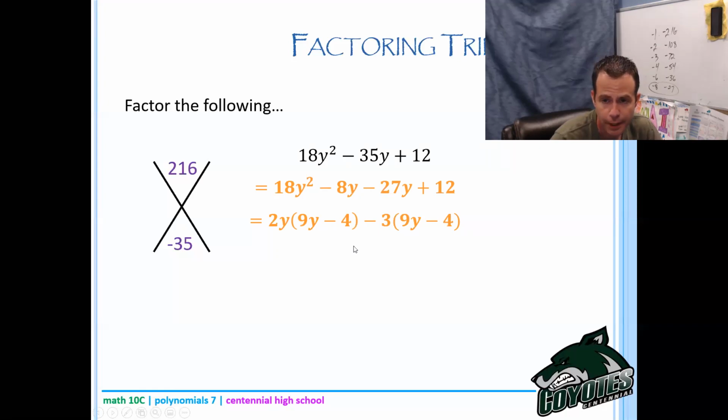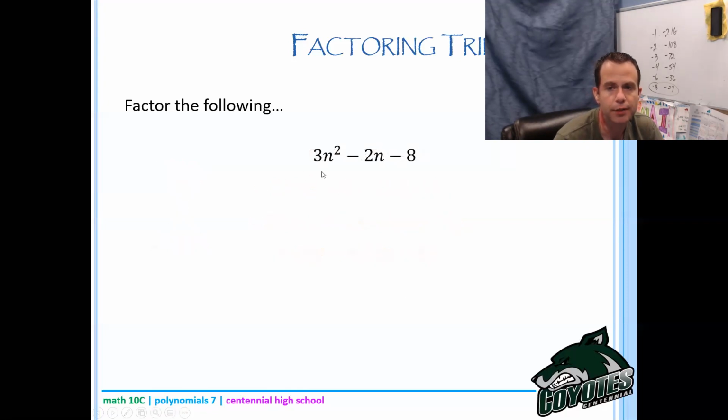My heart goes pitter-patter. I have the same thing in the brackets there. As soon as I see that same thing, and remember, you're supposed to have the same thing here, right? You found the friendly numbers. You found what's going to make this work. So if you get down to this stage and you don't have a friendly situation here, something went wrong. Either you chose the wrong numbers or you made a mathematical error along the way, okay? So 9y minus 4 is common to both. I pull it out and I'm left with 9y minus 4 times 2y minus 3, okay?